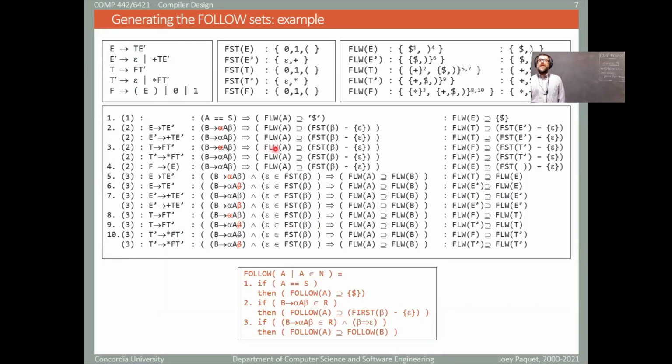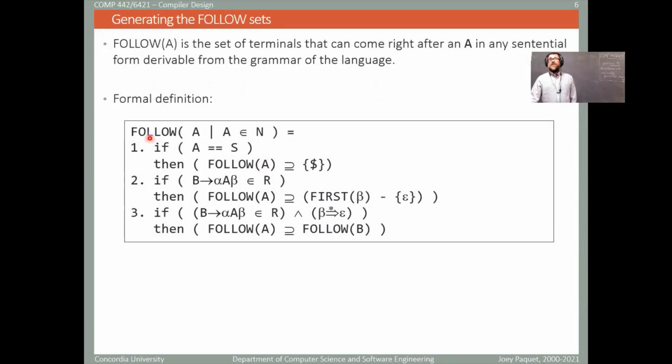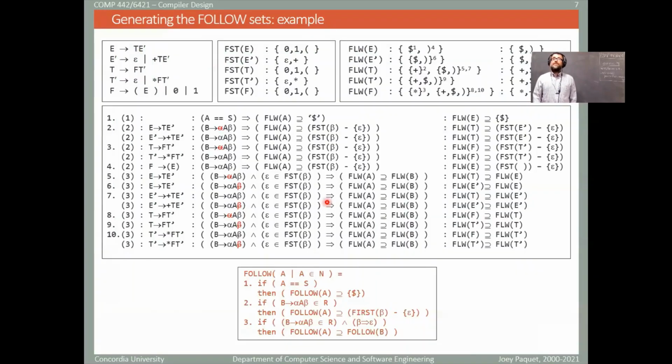So let's see with an example. Again, we have here our rules. We have our first sets, okay? Because as you may see, the definition of follow is actually using the first set, so you must compute the first set before the follow set. These are the first sets that we found in the previous example for this grammar. And here we're going to construct the follow sets by using this formal definition of the follow set and the rules in the grammar.